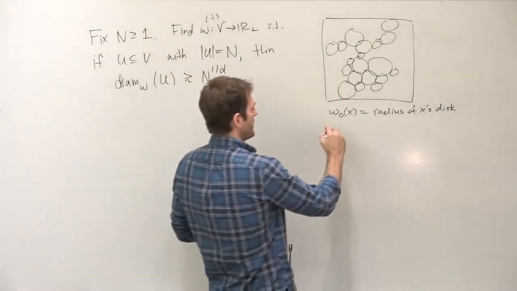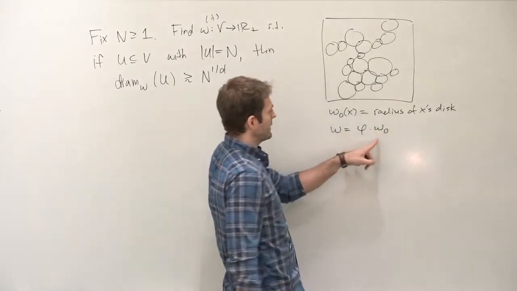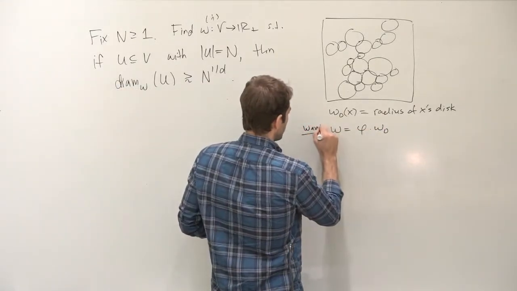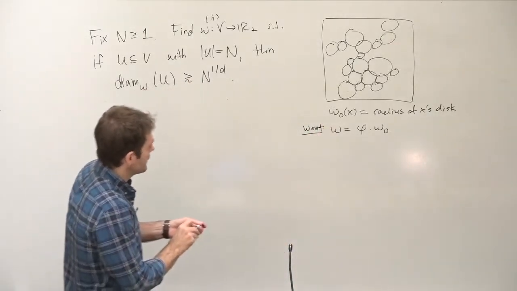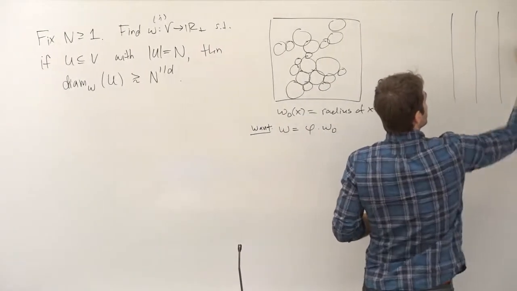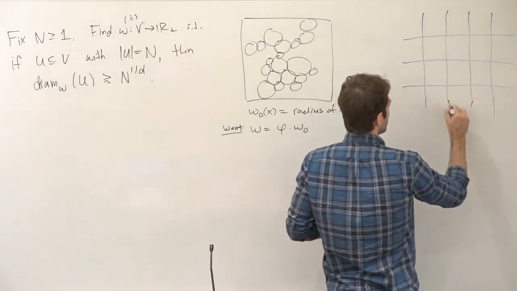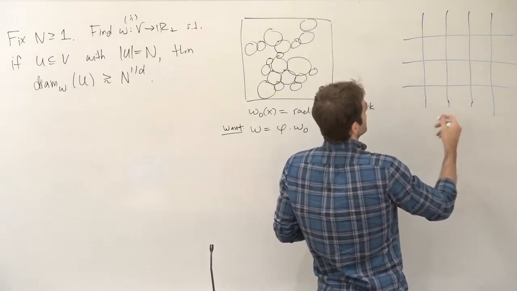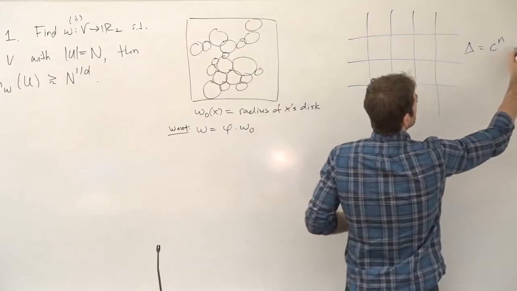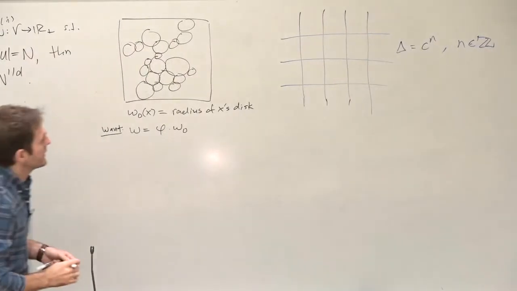And now our goal is going to be to deform this weight. So define some phi that deforms this weight and satisfies the conditions. Think about things like this. And then how are we going to do it? Let's assume we're in the plane. Let's just put down some hierarchical grids of increasing granularity, with side length c to the n, where n is ranging over the integers. Okay, so just a sequence of these things.